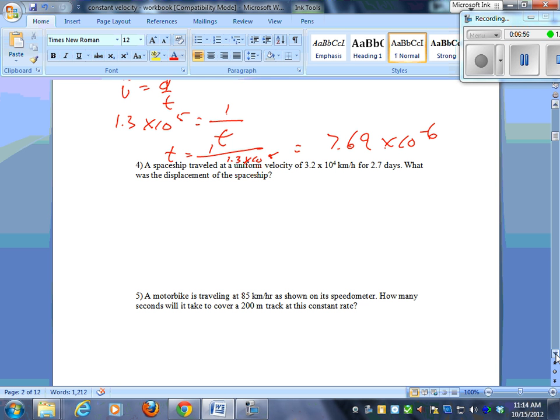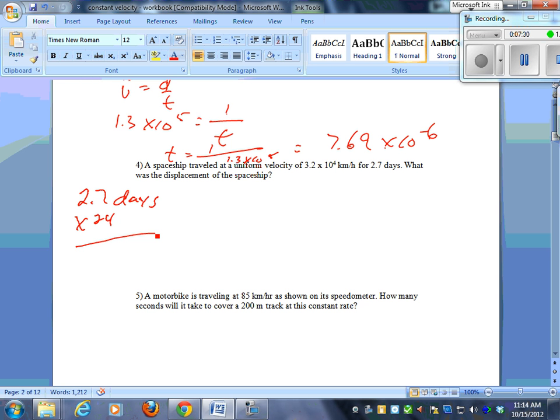Write the formulas out. A spaceship travels at a uniform velocity of, what does uniform velocity mean? Same, constant. Yeah, uniform means constant. 3.2 times 10 to the 4 kilometers per hour for 2.7 days. What is the displacement of the spaceship? Do you have to do anything with the days? Because my speed is measured in kilometers per hour, I've got to take my 2.7 days and multiply by 24 hours.